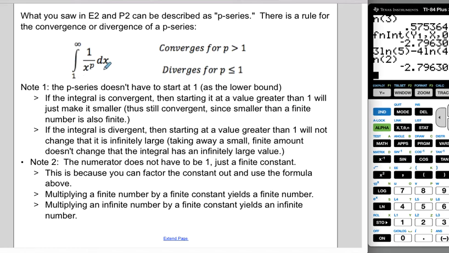The p-series doesn't have to start at 1, and here's the logic. If a p-series converges, that means that it has a finite value, a finite sum. And if you were to start it at 2 instead, you removed some of the quantity, because you were integrating, finding the area from 1 to infinity. Well, if 1 to infinity is a finite number, and this thing looks like this, then if instead of starting at 1, you start at 2 and you only want this piece, well, that also has to be a finite number. So if this converges starting at 1, it's also going to converge starting at 2.